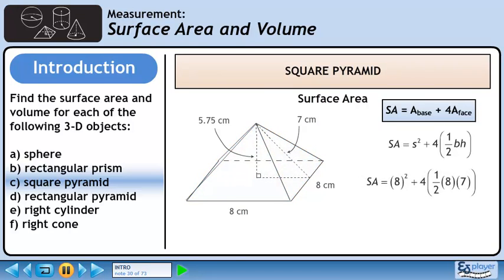The side length of the square base is 8 centimeters, so plug in 8 for s. The base of a triangular face is 8 centimeters, so plug in 8 for b. The height of a triangular face is 7 centimeters, so plug in 7 for h. Simplify the expression. The surface area of the square pyramid is 176 square centimeters.